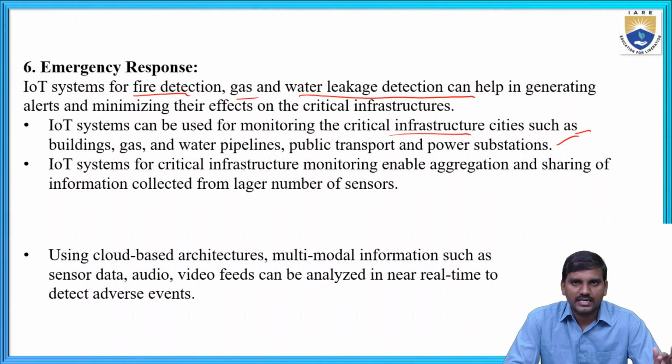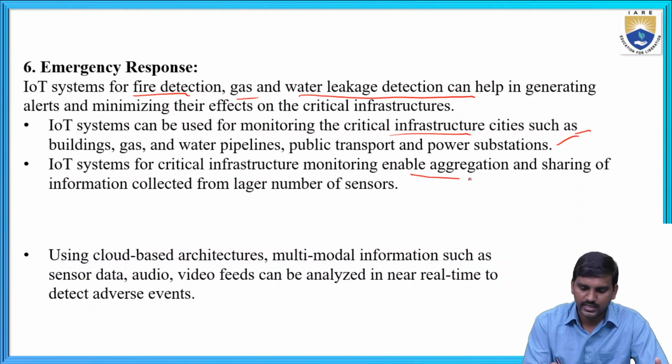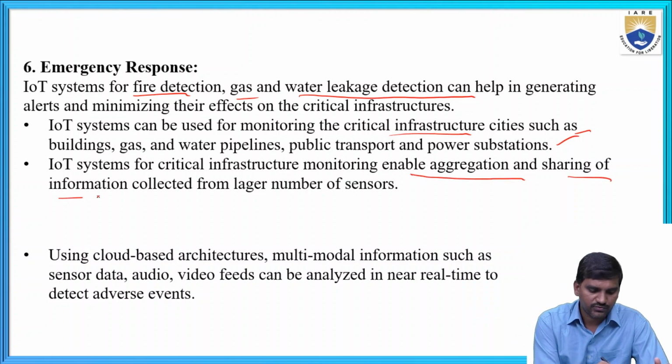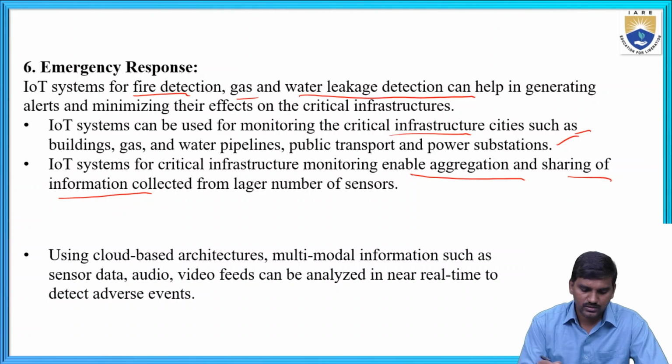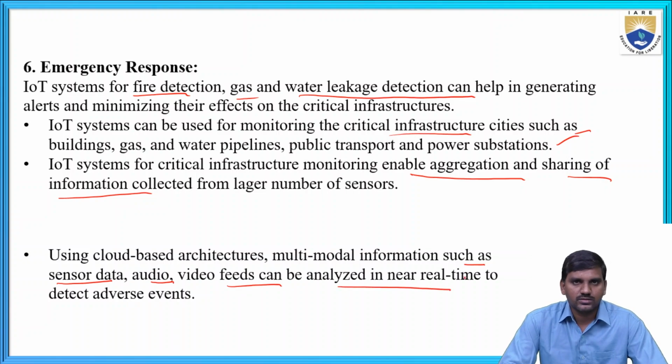IoT systems for critical infrastructure monitoring enable aggregation and sharing of information collected from a larger number of sensors. Using cloud-based architecture, multi-modal information such as sensor data, audio, and video feeds can be analyzed in near real-time to detect adverse events. So this is about the emergency response under the second domain, that is cities.